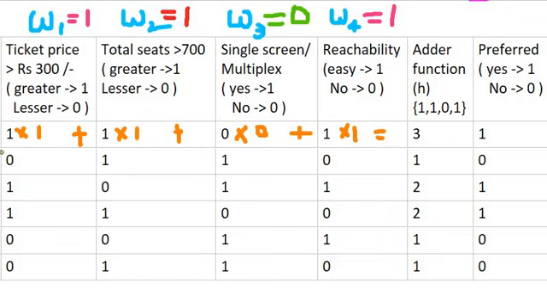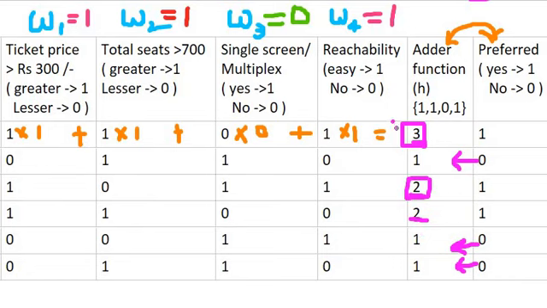Similarly, we can find for the rest of the rows also, and these are the values which would be obtained after the calculation. Now let us see the relation between the adder function and the preferred values, that is the output. The values corresponding to 1 in the output are 3, 2 and 2 again. So this means that if the adder function is 3 or 2, then the output would be 1. Let us confirm if it is true or not. Let us see the value corresponding to 0 here. It is 1. Here also it is 1, and here also it is 1. So yes, we can confirm here that if the adder function is 3 or 2, then the output is 1. Otherwise it would be 0.